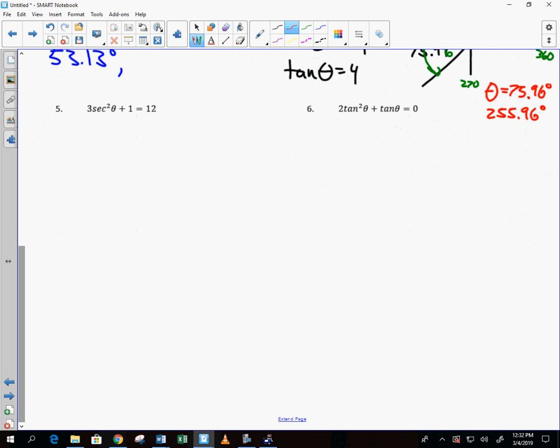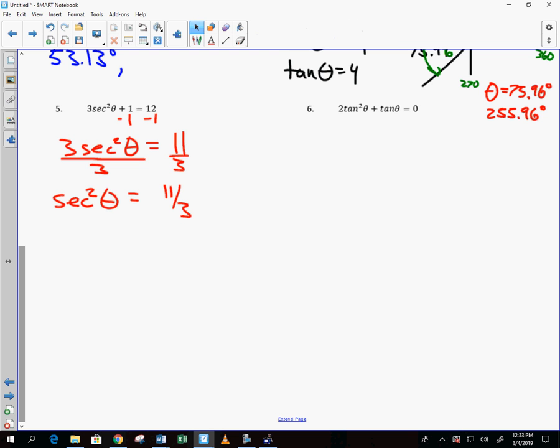What's different about number 5? It's a secant squared. And so that creates a little bit of a difficulty. We have 3 secant squared is equal to 11. We divide by 3. Secant squared of theta is equal to 11 over 3. Now we have two problems. You can either say, I'm going to get rid of the squared, or I'm going to change the secant. And I would rather change the secant right now. So I'm going to change it to cosine squared of theta is equal to what? 3 over 11.